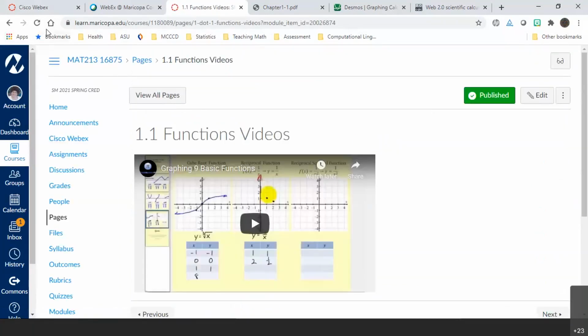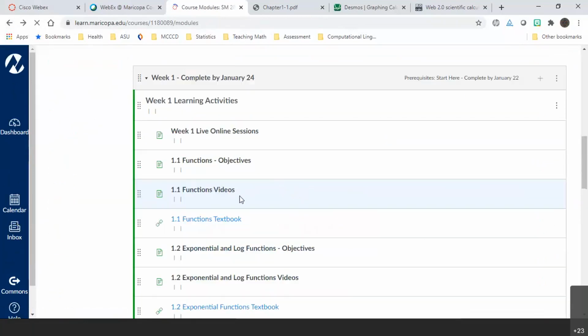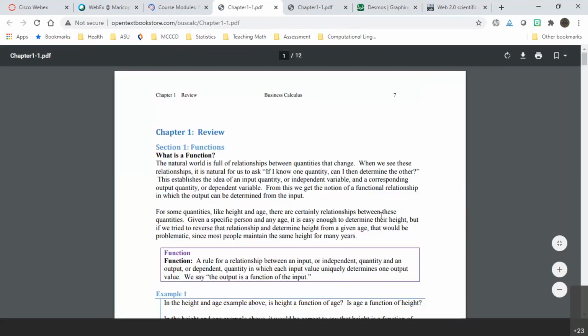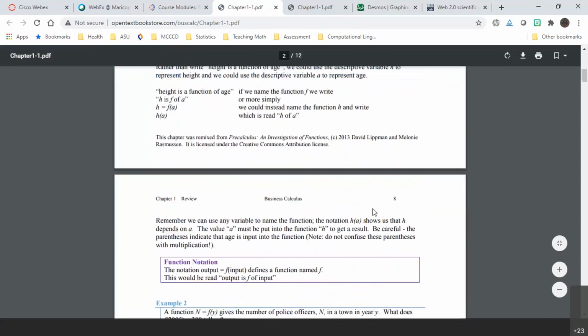Okay, so again, we have some basic functions. And then there's a textbook. This is a free online textbook. The sections aren't very large. There are a couple of pages at most. I think this is one of the longer ones because it's review. This one has 12 sections. And again, it's written in a really easy to read way.